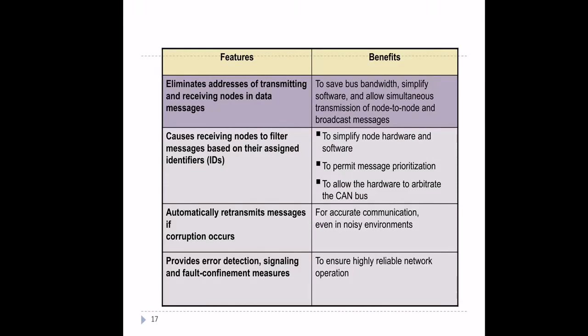Then it provides error detection, signaling, and fault confinement. So these are the three error handling techniques CAN provides: error detection, signaling, and fault confinement. To ensure reliable network operation, this error handling has been built in. This error handling has brought the unique property of CAN, that it is highly reliable in its operation.